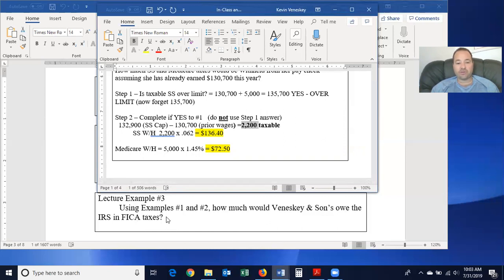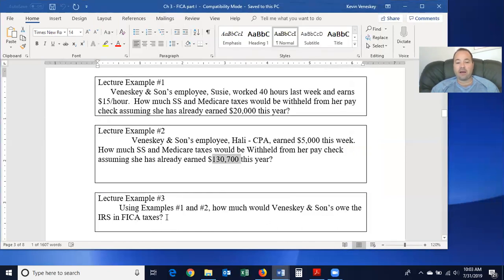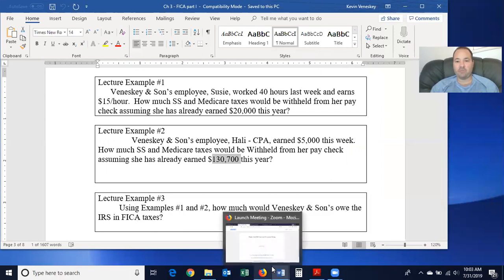Now, as we get to lecture example number 3, I want you to think, how much do we have in the Social Security and Medicare account that we need to pay for our FICA taxes to the IRS? How much do we actually have after this payroll is assessed? Go ahead and pause the video and think about that for a second.